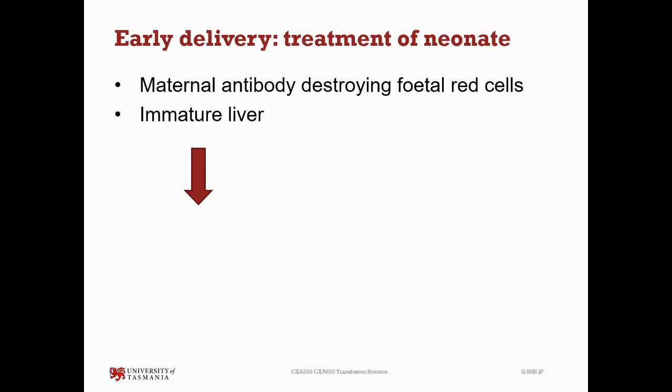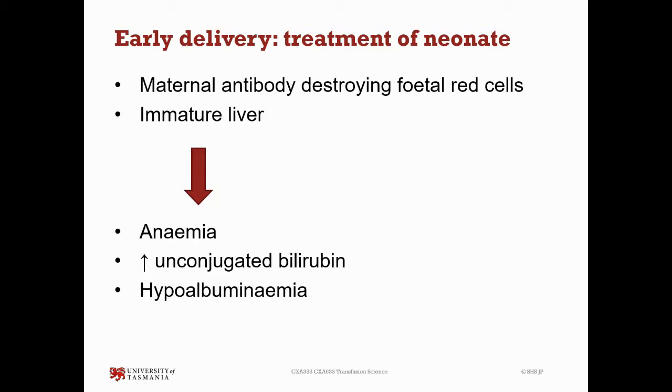So if we need to deliver the baby early, then we need to treat the neonate. And of course, we need to remember that the neonate has an immature liver, and so it's not going to be able to deal with the bilirubin, and of course the baby is also anemic. And also because the liver is going to be immature, it's going to have hypoalbuminemia as well. So there's a number of things that we need to deal with here.